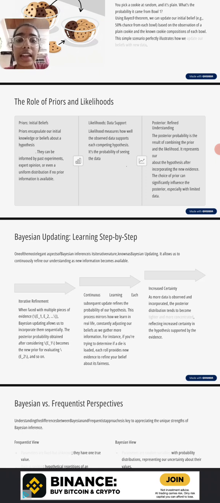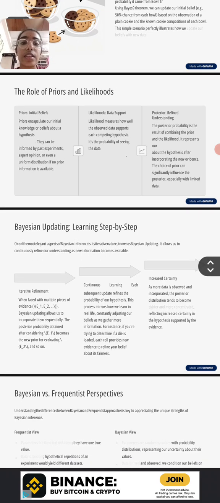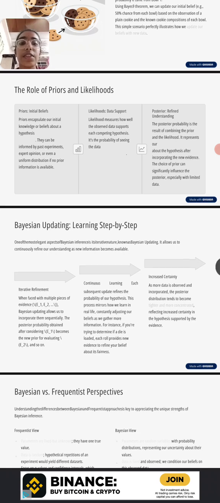Next is likelihood, data support. Likelihood measures how well the observed data supports each competing hypothesis. It's the probability of seeing this data. Next is the posterior, refined understanding. The posterior probability is the result of combining the prior and the likelihood. It represents our belief about the hypothesis after incorporating the new evidence. The choice of prior can significantly influence the posterior, especially with limited data.